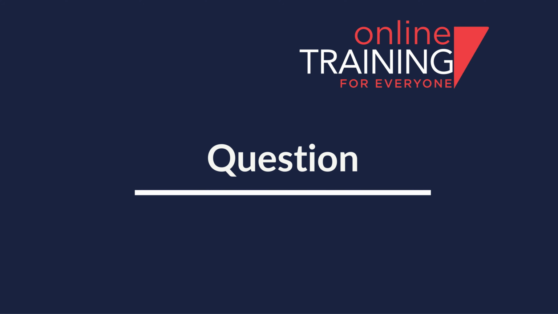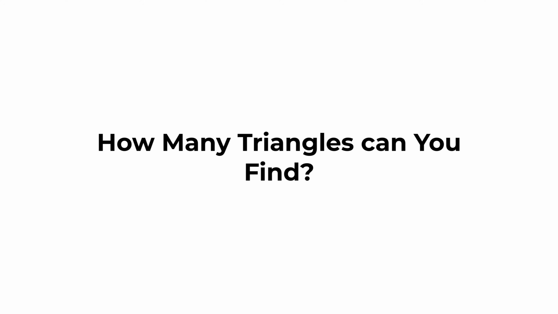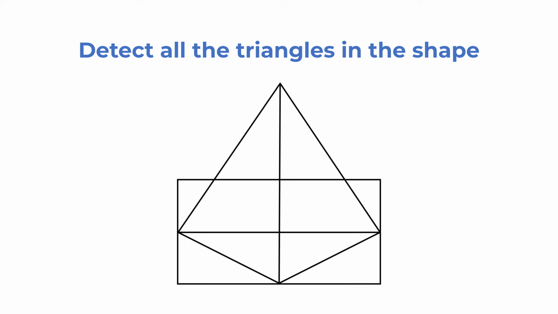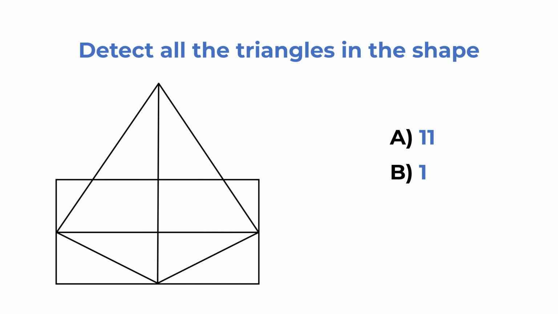This particular question was just recently introduced in the test, and I would need your help to determine if I answered it correctly. You're presented with a very unusual shape, and you need to detect all the triangles that are part of this shape. You have 4 possible choices. Choice A, 11. Choice B, 13. Choice C, 15. And choice D, 17. Do you see the answer?